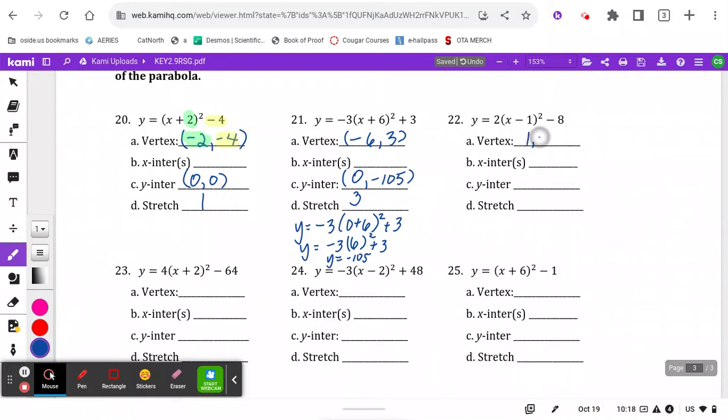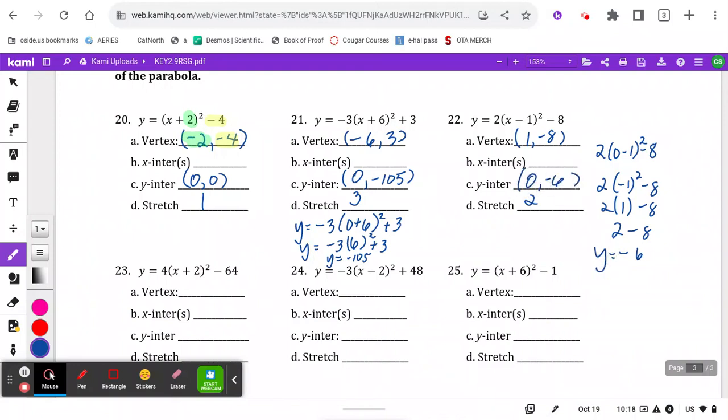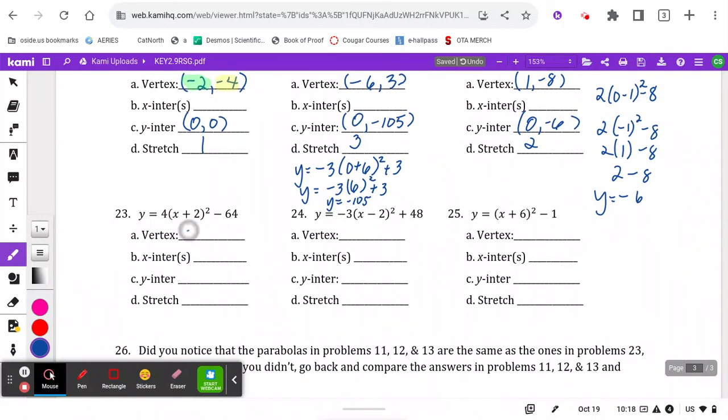All right, vertex of this one, stretch of this one, y-intercept. Here we're going to do -1 squared first, which is 1. 1 times 2, which is 2. And then 2 minus 8, which is -6. So my y-intercept is -6. Down here, my vertex is -2, -64. Stretch is 4.